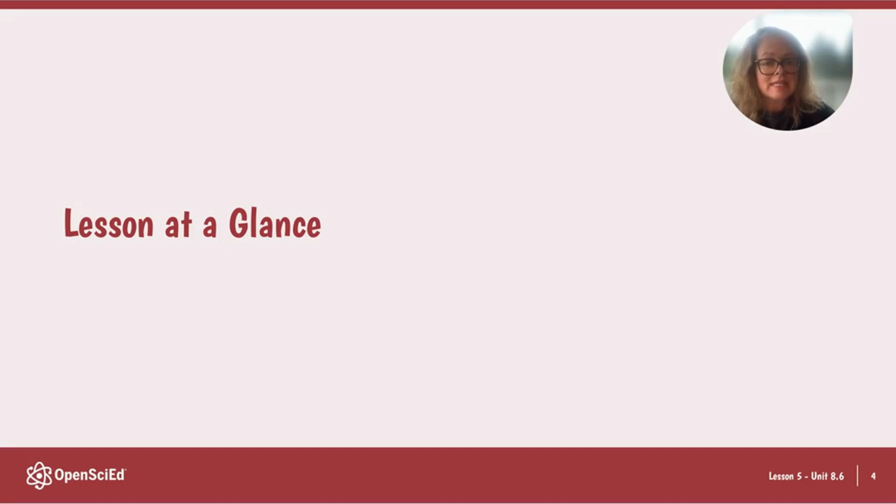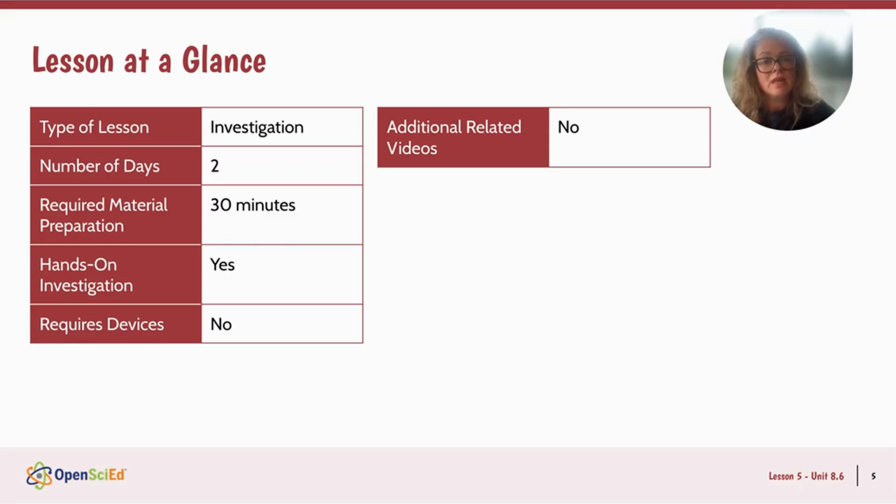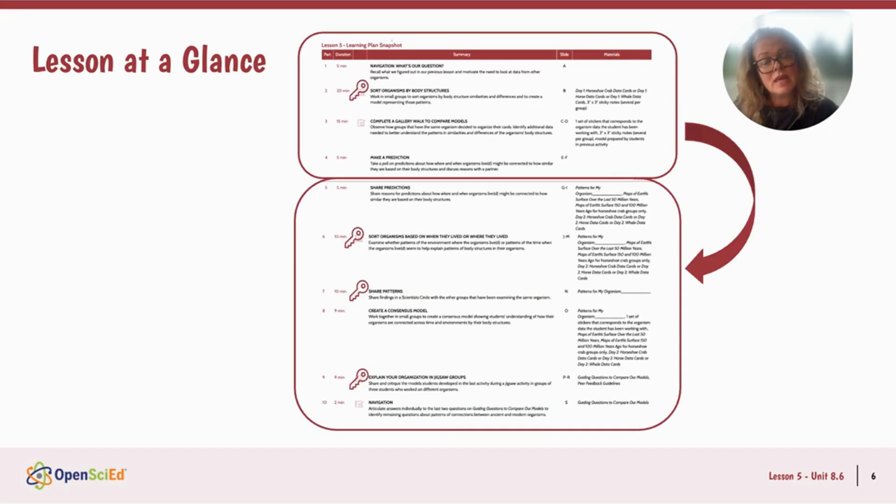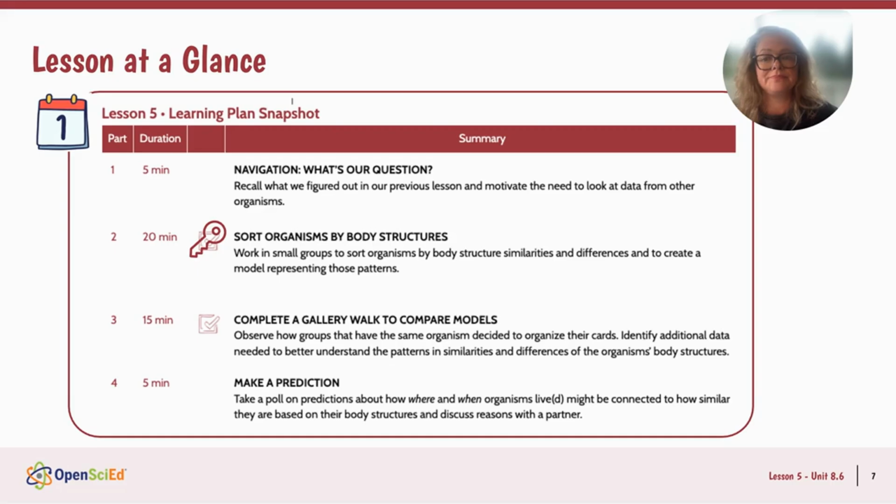So let's review the lesson at a glance to see how we will address our wonderings. This is an investigation lesson that requires 2 days and about 30 minutes of teacher preparation for this hands-on investigation lesson. And the 2-day lesson can be broken down into 2 main sense-making chunks. In the first chunk, we sort organisms by their body structure, looking for similarities and differences, and then create a model to represent the patterns that we discover.